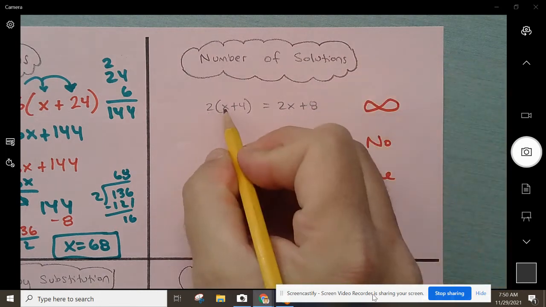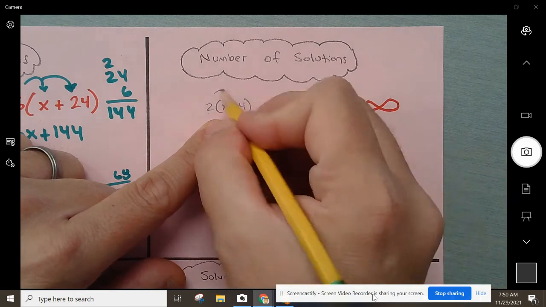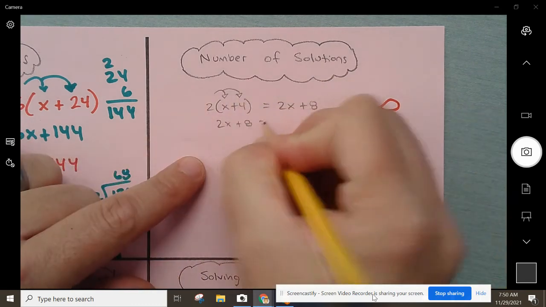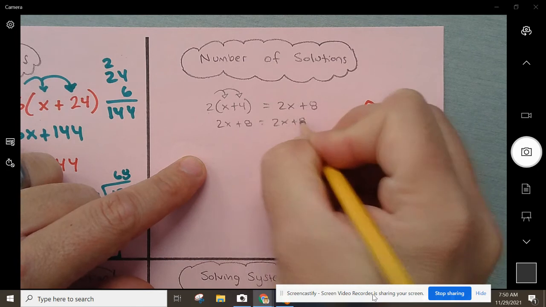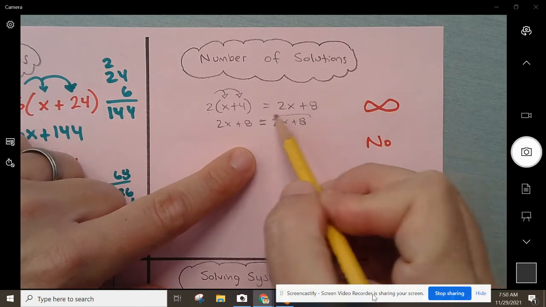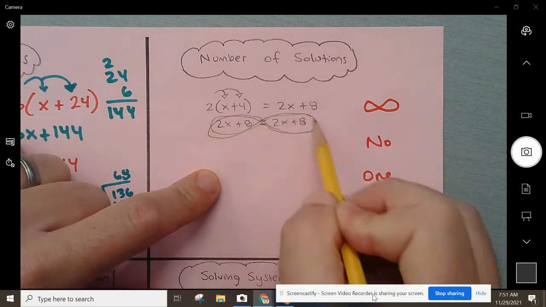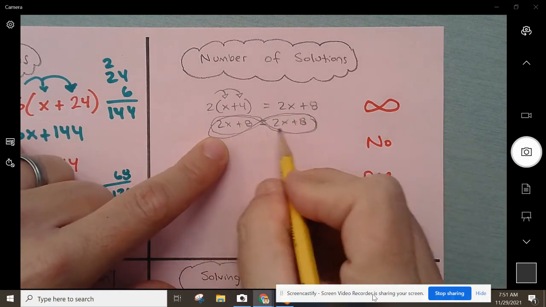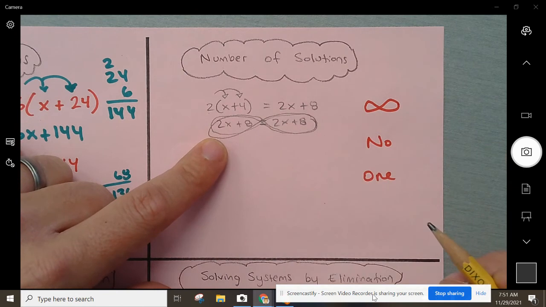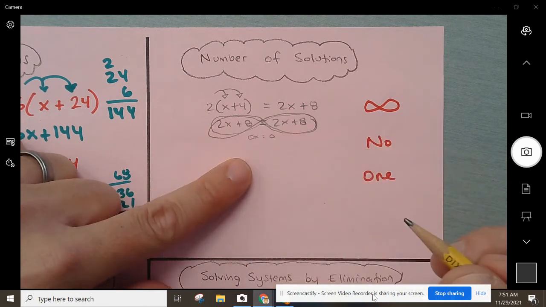So 2 times x, 2 times 4. I said that improperly, but if we did this problem here, we'd go 2x plus 8. And what I really want you guys to be trained on is to see when both sides are exactly the same, same variables, 2x, same constants, 8 and 8, that's infinite. If you kept solving it all the way down, you would have gotten 0x equals 0.